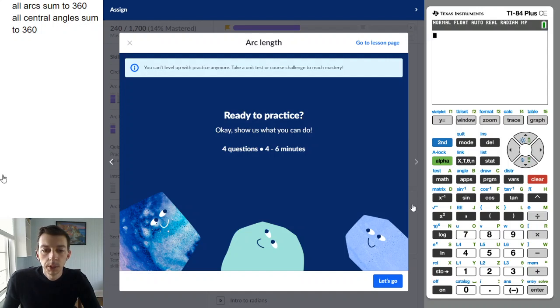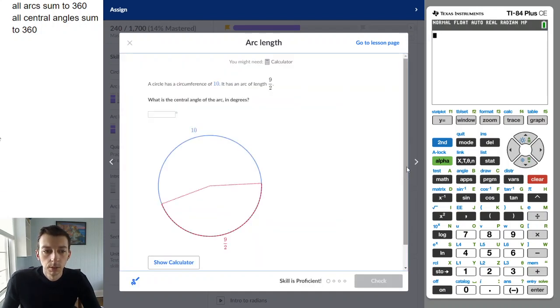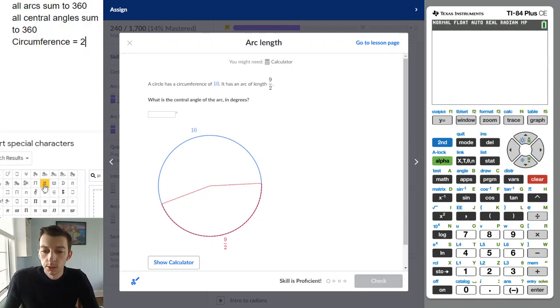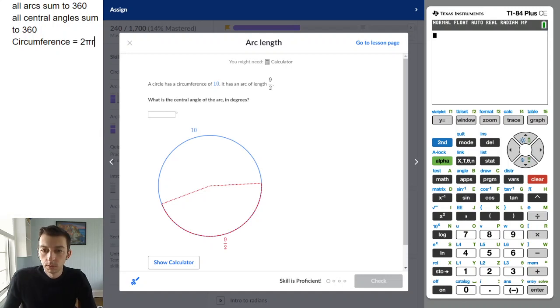So we're going to do some examples here with arc length. A couple things that we have to know before we start, I've got my notes up here from arcs, but remember that circumference is the distance around the outside of the circle, and that is 2 times pi times the radius, or you can make that pi times the diameter. So these are what you have to know in order to be able to do these problems.